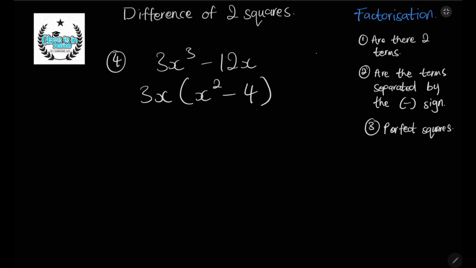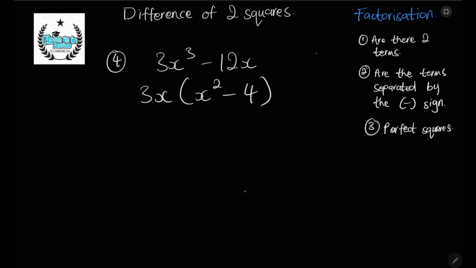So can you guys see that this looks a bit familiar? It could be the difference of two squares. Let's check inside the bracket, right? Are there two terms? Term 1, term 2? Yes. Are the terms separated by a minus sign? We have a minus sign there. Yes. And lastly, are they perfect squares? Guys, you have x squared. By now, you should know that it's a perfect square. We also have 4. It is a perfect square.